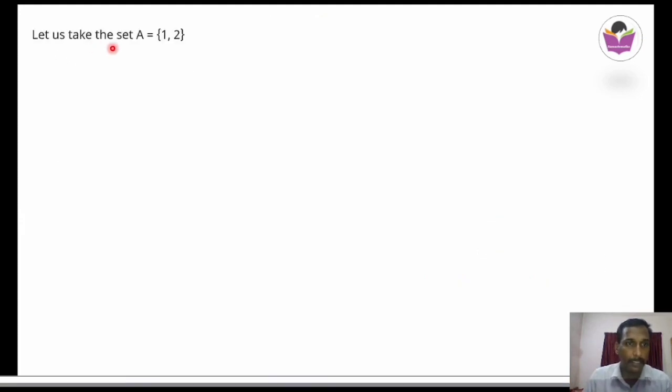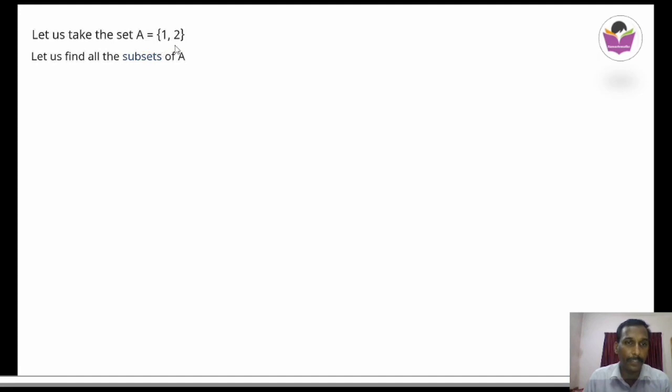Let us take the set A is equal to the set of 1, 2. Here there are two elements in the set. The number of elements of the set is 2. They are 1 and 2. Let us find the subsets of A. How to write the subsets of A, that is what we are going to discuss.